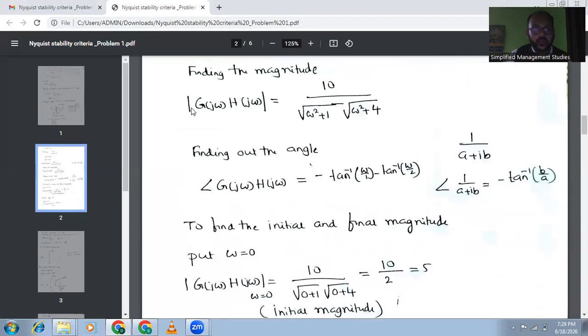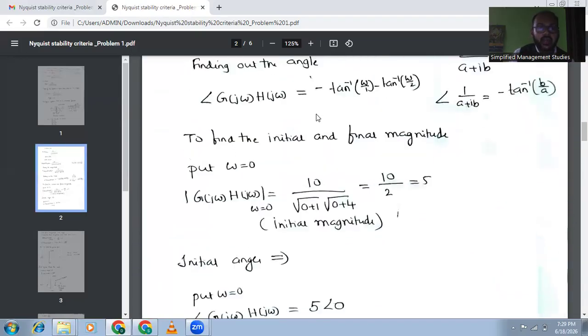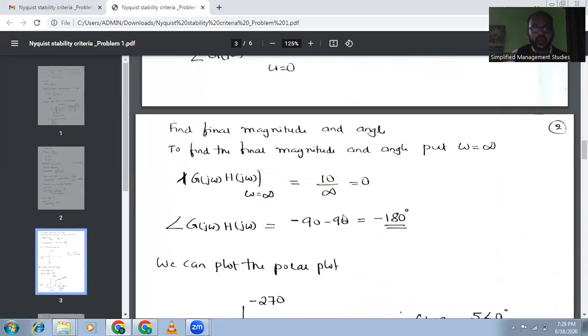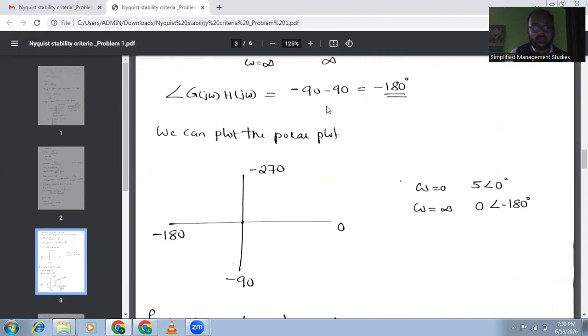We already computed this magnitude equation. Instead of omega, you have to put infinity, so the entire denominator term becomes infinity. What is a number divided by infinity? That is equal to 0. In the same fashion, look at the angle equation. Wherever omega exists, substitute omega equal to infinity. You should remember tan infinity is 90 degrees. So it becomes minus 90 minus 90. What is minus 90 plus minus 90? It is minus 180 degrees. Now we can sketch the plot.